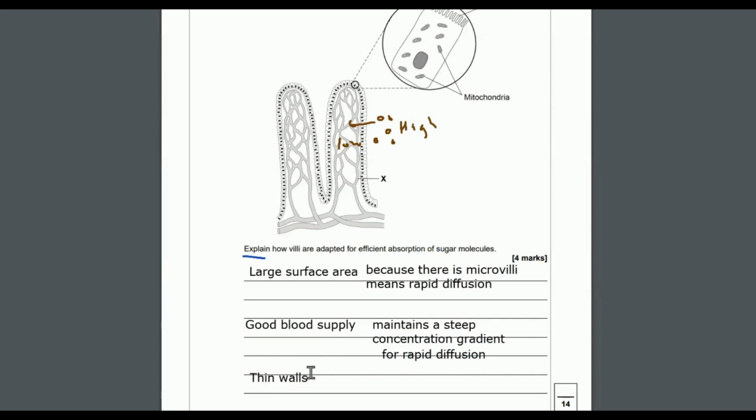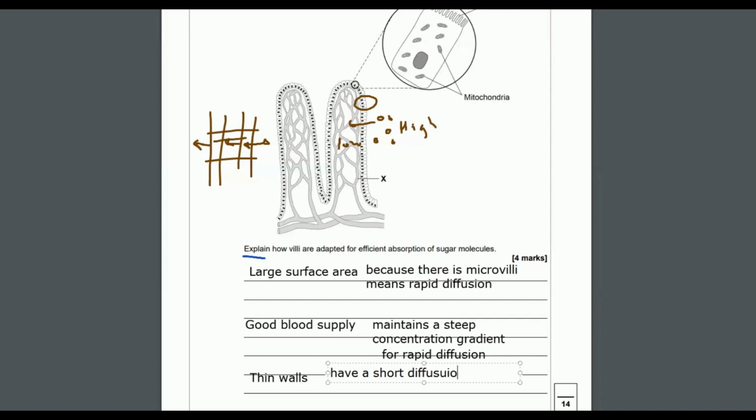Now, the last one, thin walls. If you had thick walls made of lots of cells, so if these are all the cells of the villus wall, then the food has to diffuse through all of these cells before it can get to the blood. Well, here, if you zoom in there, there's only one line of cells. They're 1 cell thick. So thin walls, you can say 1 cell thick, but what is the purpose? Thin walls have a short diffusion.